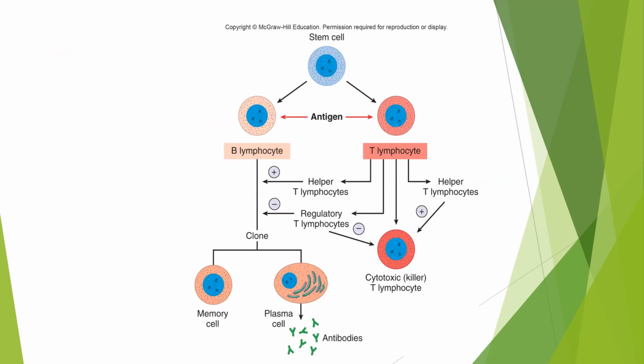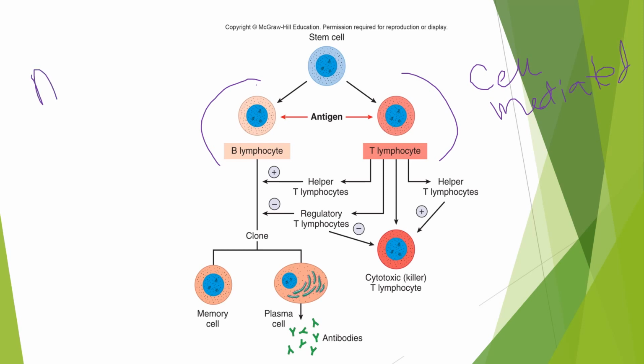When we look at this image, let's begin by going over this: from stem cells, we have two different types of lymphocytes. We've got B lymphocytes and T lymphocytes, where again the differences are that T lymphocytes are going to be cell-mediated responses, versus the B lymphocytes, which are going to be antibody-mediated responses, okay? And so let's begin by looking at the B lymphocytes.